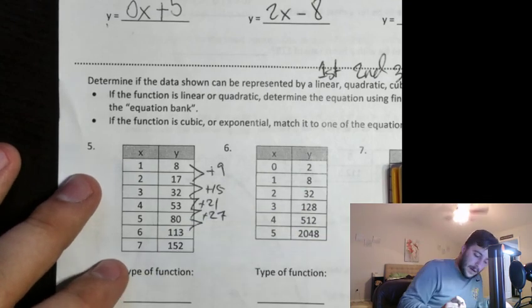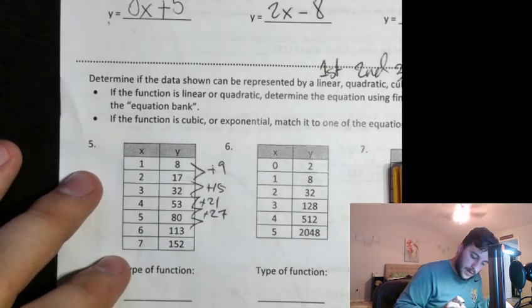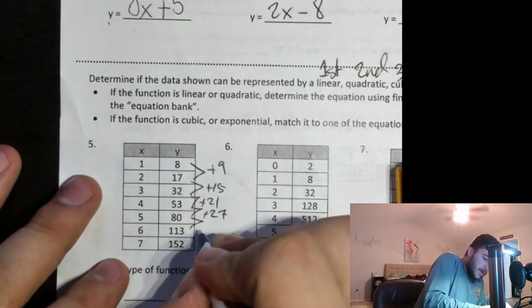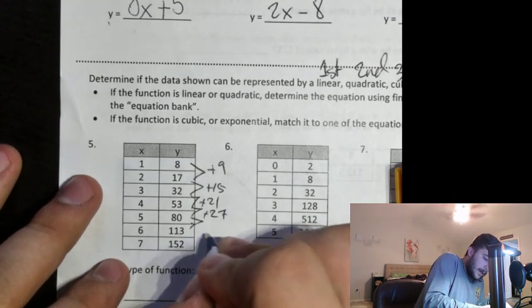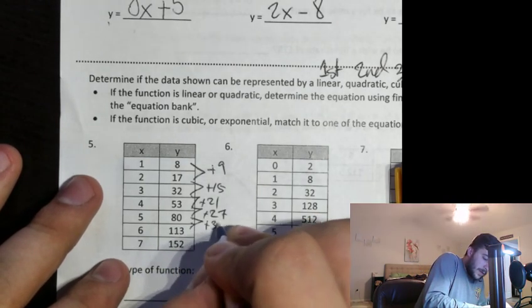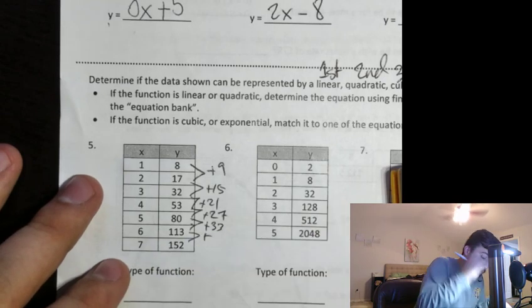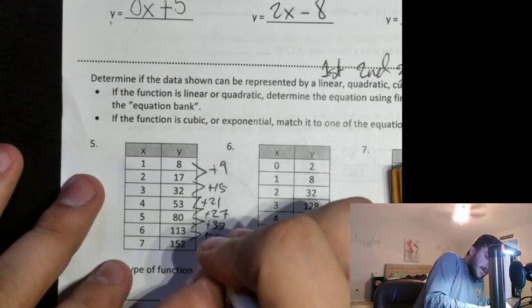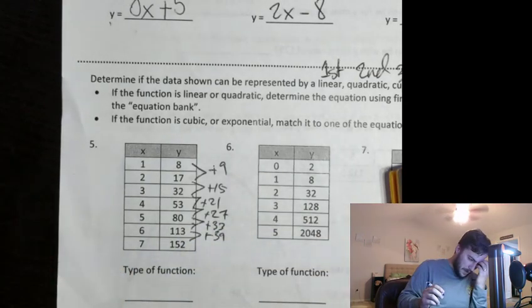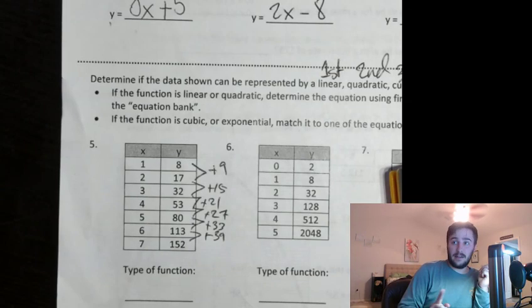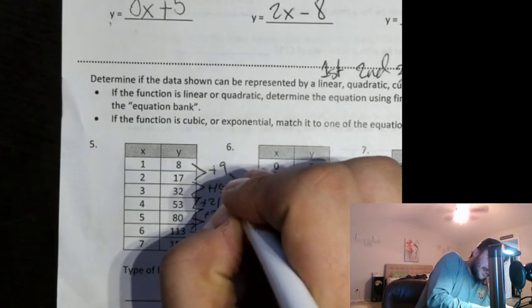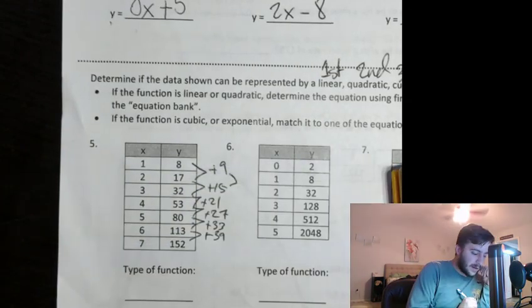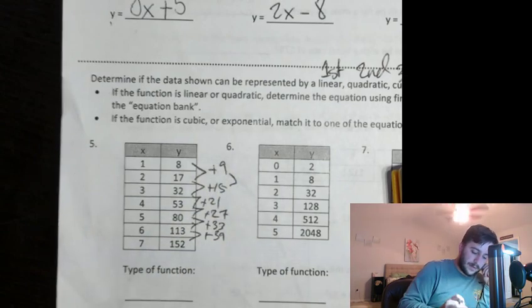Okay, 113 minus 80 is 33. Oh, plus 33, there we go. I think I draw too many of those little things. 152 minus 113. Goodness gracious, these are big numbers. All right, plus 39. So again, we're just reiterating here, definitely not linear. Okay, let's look at that second difference. Okay, from 9 to 15. So 15 minus 9, plus 6.